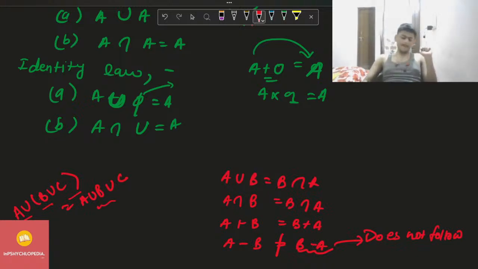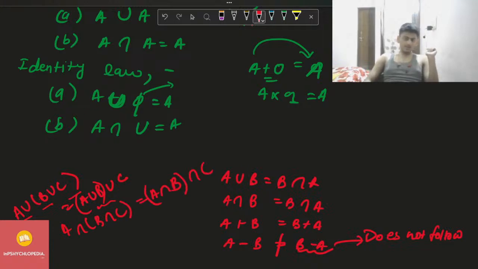So yeah, and this way, and then comes A intersection (B intersection C) is equal to (A intersection B) intersection C. So at the end of the day, what result are we getting? We are getting whatever is common between A, B and C, and here also we are getting the same thing, whatever is common between A, B and C.